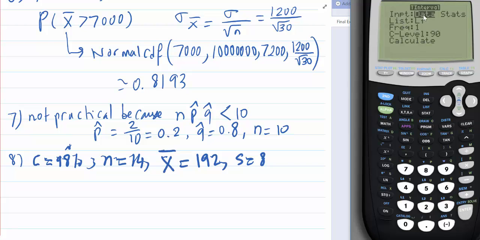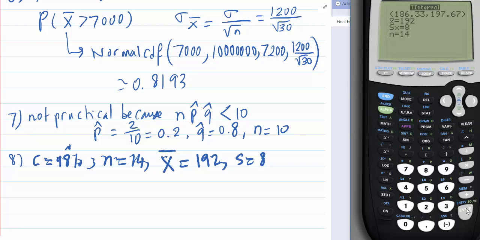Enter. We don't have data, we have a summary of the data, so we choose stats. X bar is 192. Enter. S is 8. And then move down. Sample size is 14. Confidence level, we need a 98. And then hit calculate.